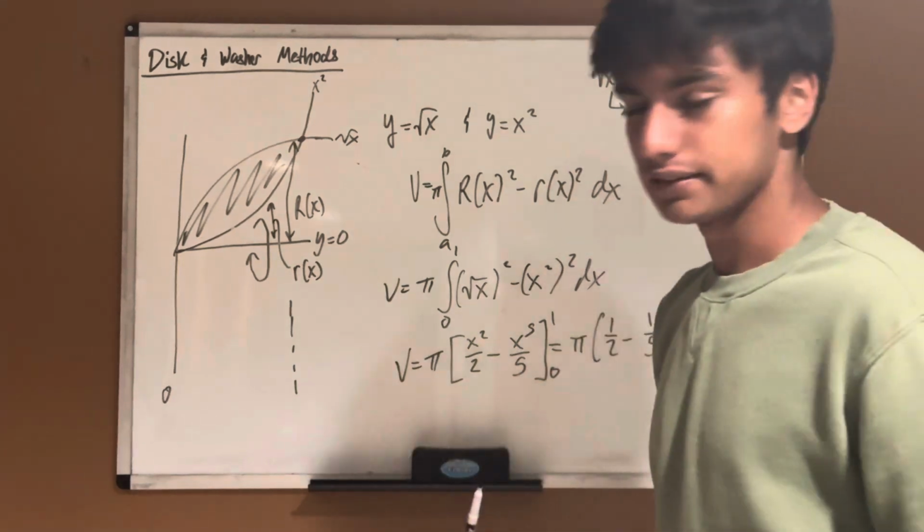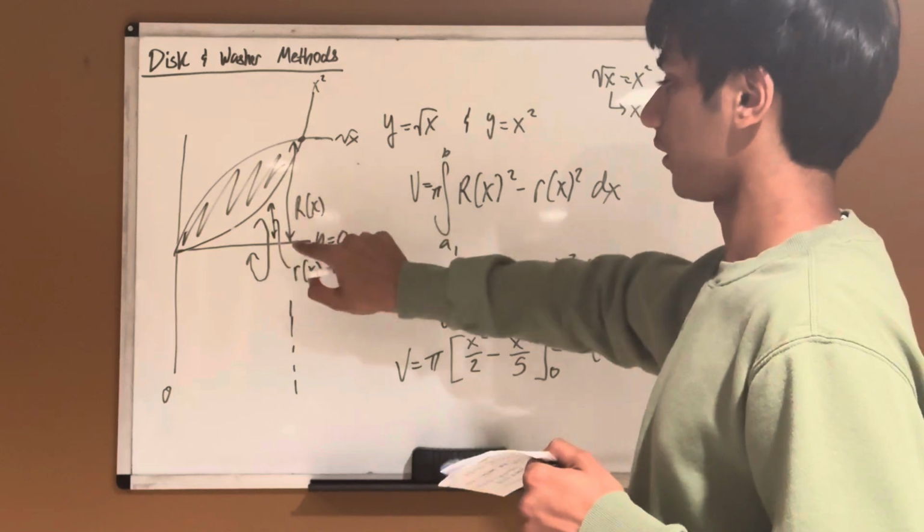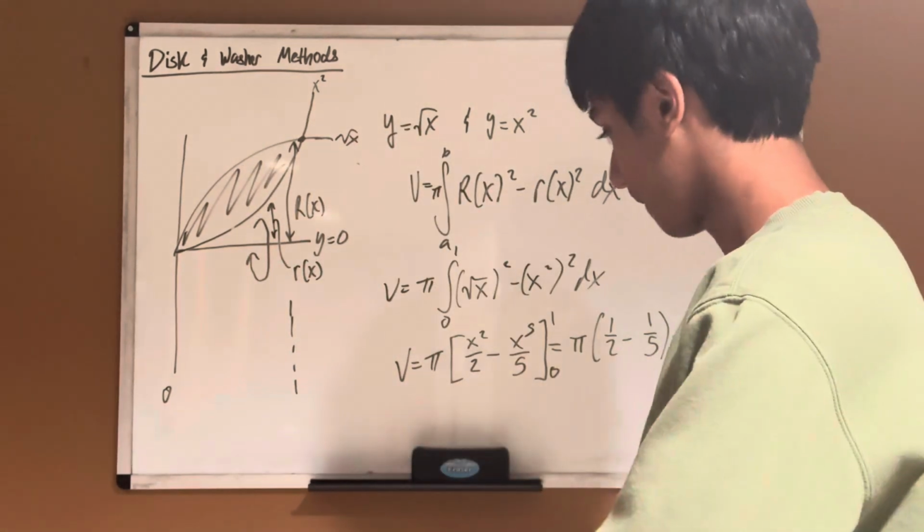Again, just to reiterate what I did here, the idea is to find big R of x, subtract little r of x, rotate, and you get just that using the washer method.